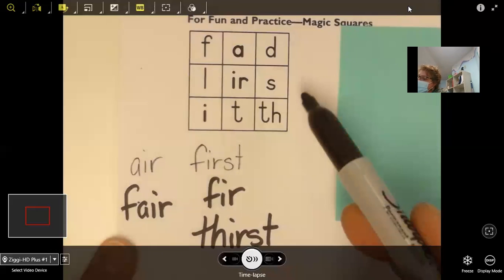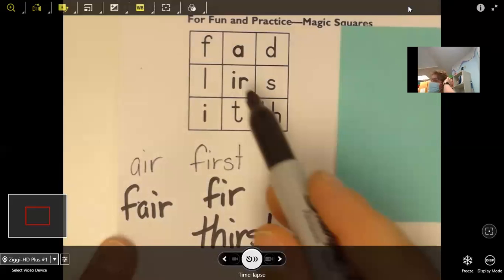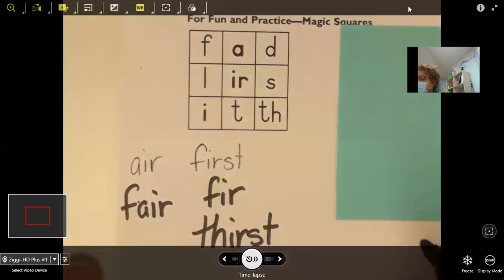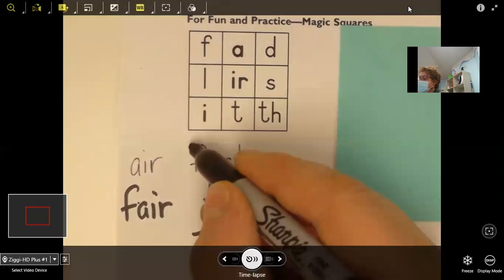Gotcha. Yeah, I see what you're saying. We're looking for IRs that make a sound, right? The bossy R's. August? Fair. Say it again? Fair. We did fair over here? Survey?